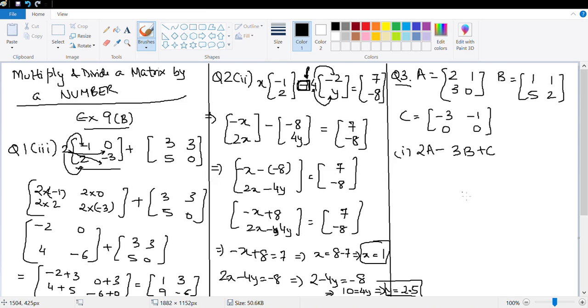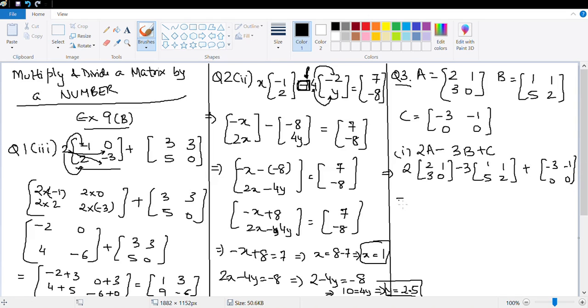Let's look at the next question, question number 3. Basically, this is nothing but addition and subtraction of maybe grade 2 or grade 3 level written in the form of a matrix, so it looks complicated. That's why this chapter is in grade 10. Otherwise, adding and subtracting, I think anyone can do. So let's look at question number 3. A is given as a matrix, B is given as a matrix, C is given. I need to find 2A minus 3B plus C. So this is 2 times [2 1; 3 0] minus 3 times [1 1; 5 2] plus C which is [-3 -1; 0 0].